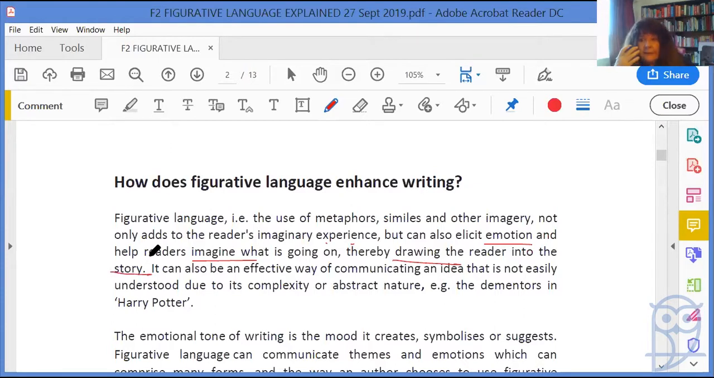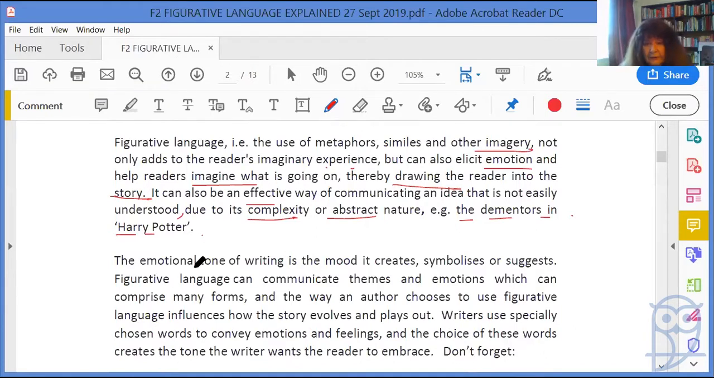So if you wanted to write a book, for example, which can bring you in lots of money by and by, you want to make sure you've used lots of imagery in it, which are figures of speech. Okay, because the reader gets very interested in these. It's also an effective way of communicating an idea that's not easily understood, because it's very complex or very abstract, and some people find it's difficult to think about it. For example, the Dementors in Harry Potter, for those who've read that. We're going to be looking at that a bit later on because we've got some examples there.